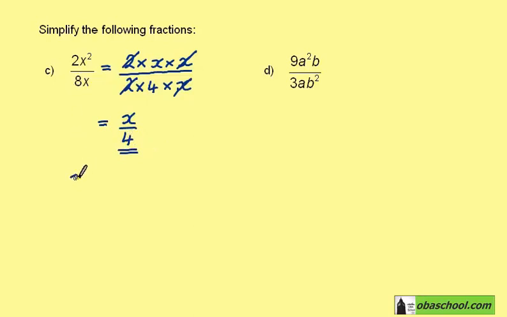Let's consider a second approach with this one. This can sometimes save time. We have numbers and x's. 2 goes into 2 once and into 8 4 times. x goes into x once, and x into x squared is just x. So we're left with x over 4.